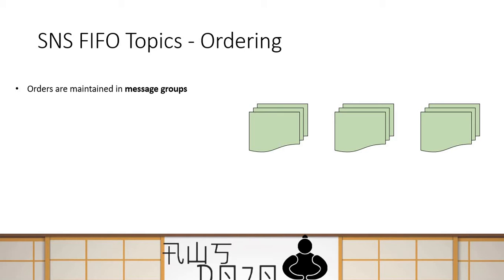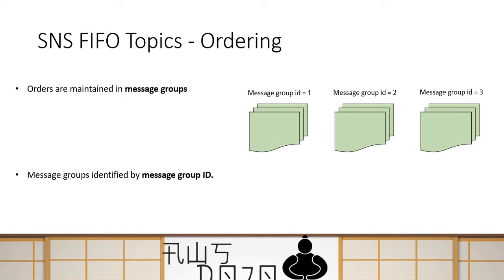Now, how do I identify a message group? In order to do so, you have to give a property. When you're trying to publish your message, you have to give a value to one of the fields that is called message group ID. When messages are published, message group ID is a mandatory field. When you provide the message group ID, all the messages with the same message group ID are considered as belonging to one message group.